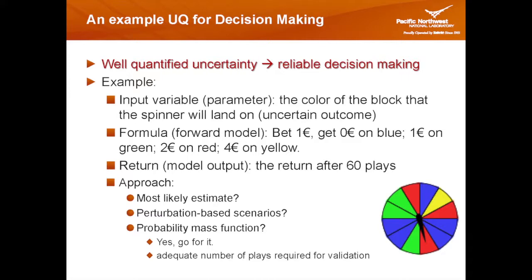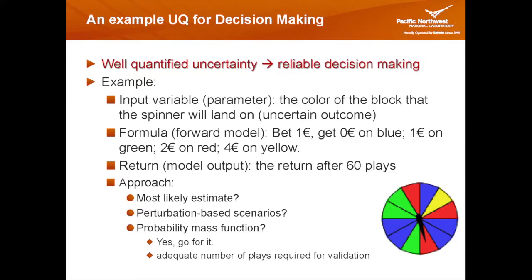And here we have a model that if you bet €1, you get 0. That means you lose €1 on blue. You are flat on green, and you get €1 on red, and you get €3 on yellow. Not dollars, sorry, I'm from the United States. Okay, euros. So return, that's your model output, like global sea surface temperature or the future SST. That's your return in this model, in this case. So the total return after 60 plays. So what's the return?